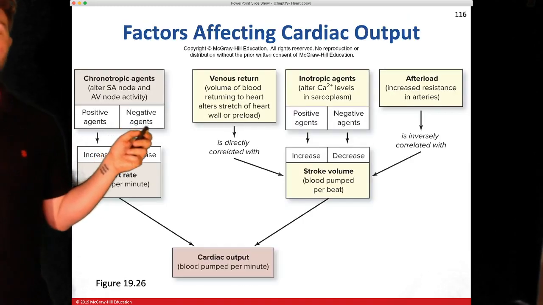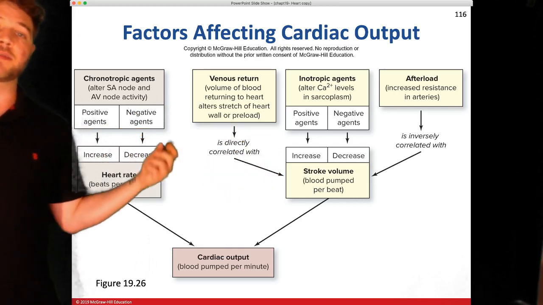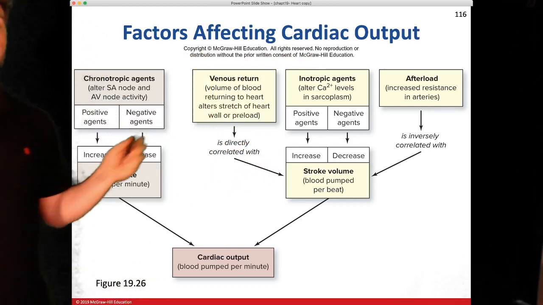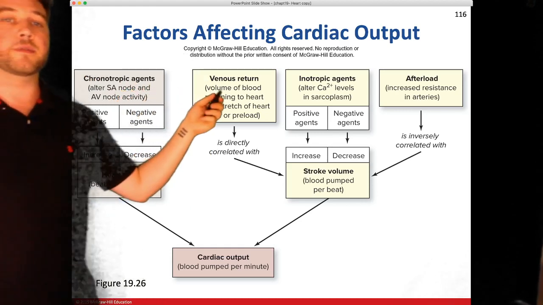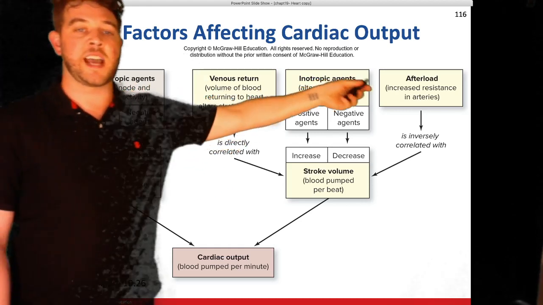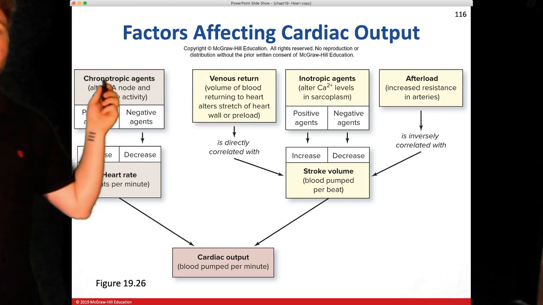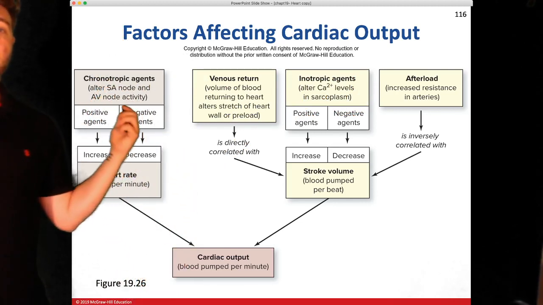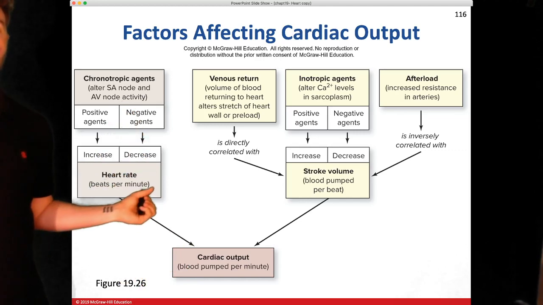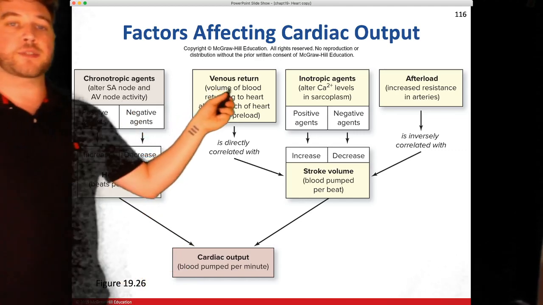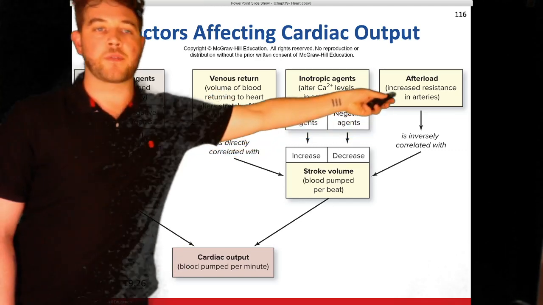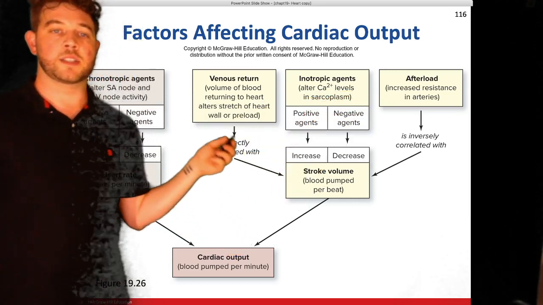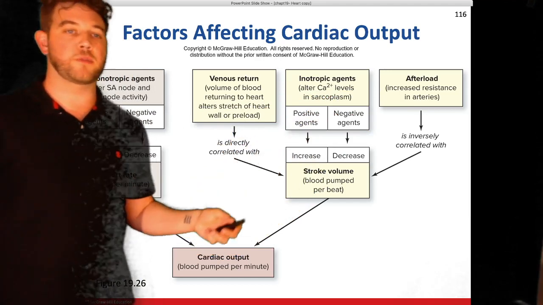I would recommend you making your own little version of this to help you understand what factors affect cardiac output. Chronotropic agents, venous return, inotropic agents, and afterload. All four of these are going to influence cardiac output in different ways. Your chronotropic agents are going to influence your heart rate. Your venous return, your inotropic agents, and your afterload are going to influence your stroke volume. Okay? You can see it just gives you good information.